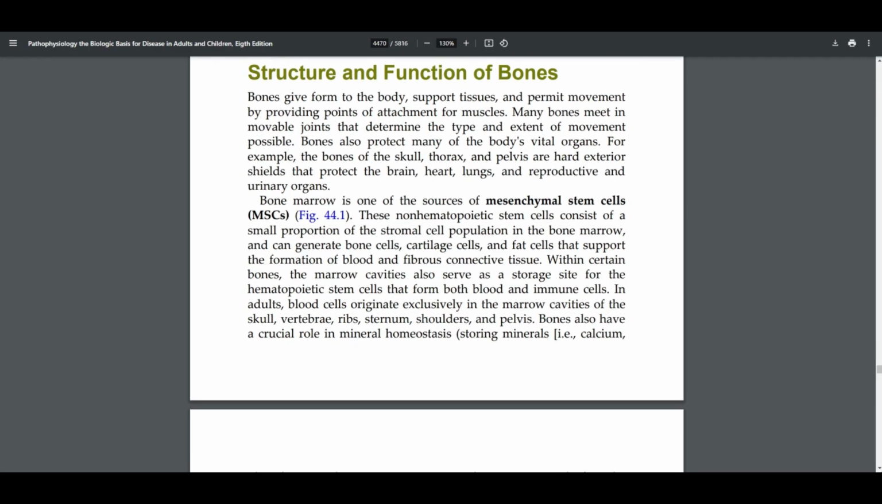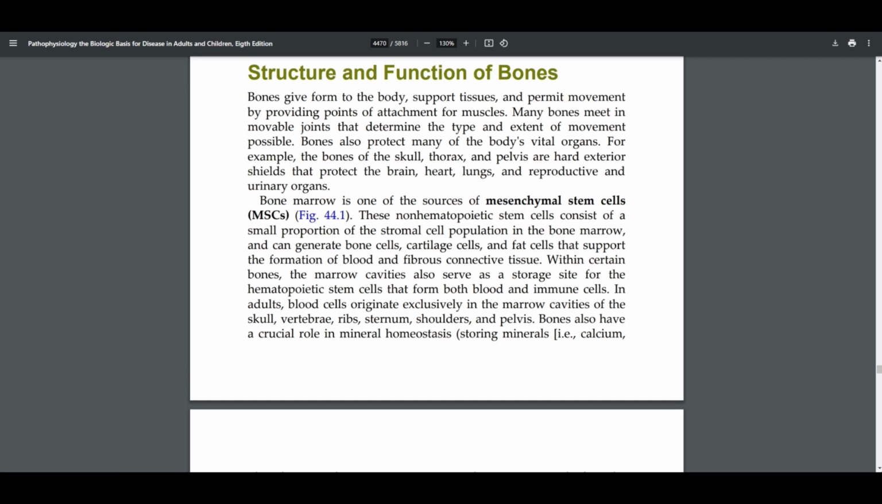So, the structure and function of the bones. Bones give form to the body, support tissue, and permit movement by providing points of attachment for muscles. Many bones meet in movable joints that determine the type and extent of movement possible. Bones also protect many of the body's vital organs. For example, bones of the skull, thorax, and pelvis are hard exterior shields that protect the brain, heart, lungs, and reproductive and urinary organs.